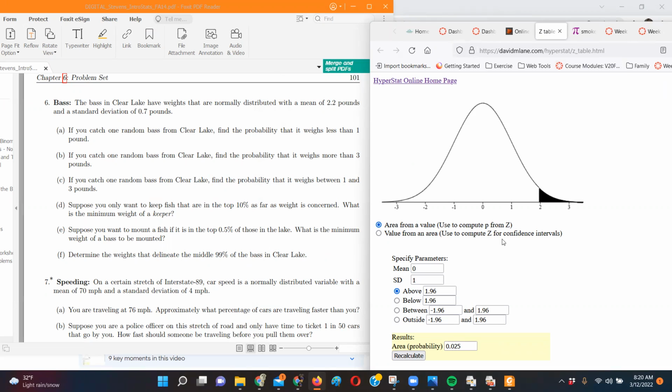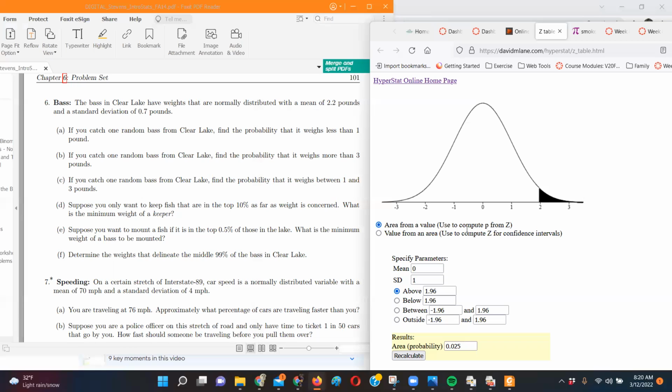If you just Google David Lane normal, it's usually the top hit. Make sure you add the word normal, because there's another David Lane who was a white supremacist that passed away a few years ago. His stuff used to come up. Now that he's dead, it doesn't come up quite so much. But anyway, I digress. How do you use this applet for doing these z-score problems?